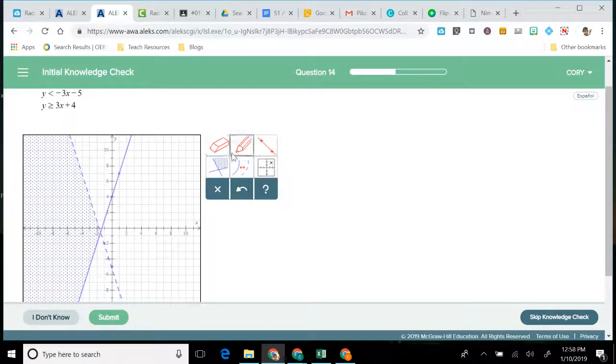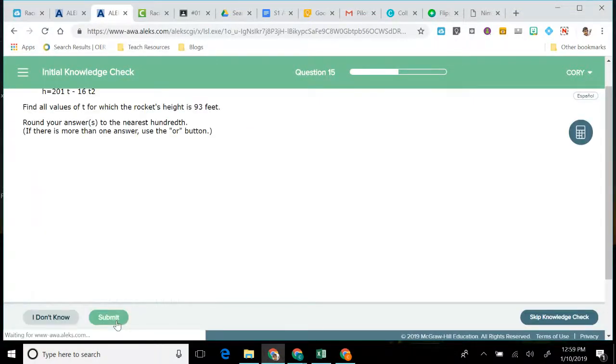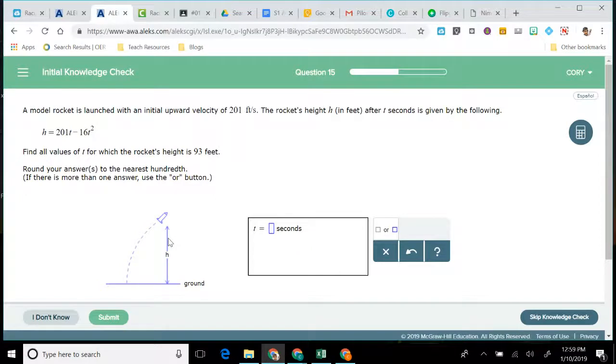Where does this point right here fit? 0 would be greater than or equal to 0 plus 4. So 0 is not greater than 4. So I got to shade this side. So yeah, I would shade this whole side, but this side doesn't need to be shaded anymore because it's where they overlap. So this is your answer. It's the overlapping ranges, right?